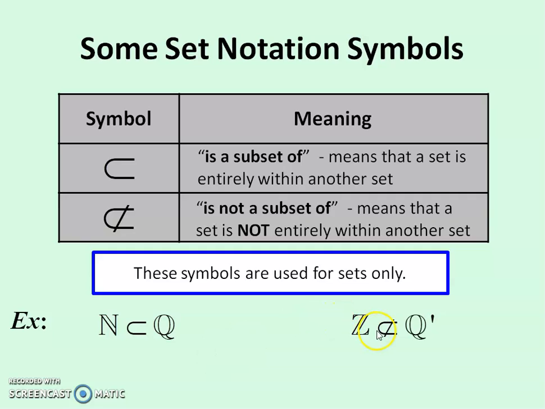Now, there are two ways to use this not subset of. So either it could be something like this. Z is not entirely within Q apostrophe, irrational, because no numbers that are in the integer set are part of the irrational, not even one. So if you're in one, you're automatically not in the other. So that's one way to use it, and that is true. This is another example that is true. The set of natural numbers is a subset of the set of natural numbers plus 0.